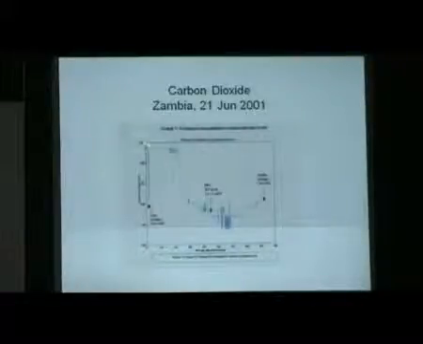Here's the first contact, so this is the beginning of the partial phase of the eclipse, and then as the eclipse progresses, the carbon dioxide level decreases. I'm not sure I understand that. I would have thought that as the light went away, the carbon dioxide would increase.